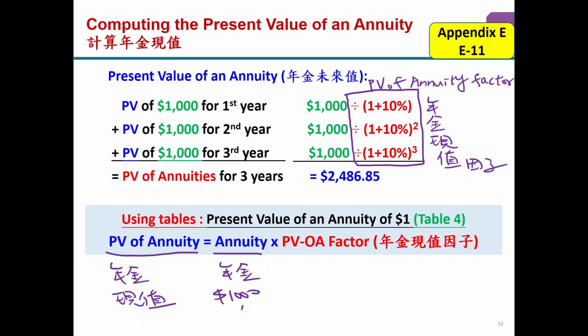So what's N? What's I for this case? N, 3. I, 10%. So you can get the factors for this case. Okay? No problem? If no problem, then please go to your notes on page 14 and 15. Finish your notes 14, 15, then you can go home.